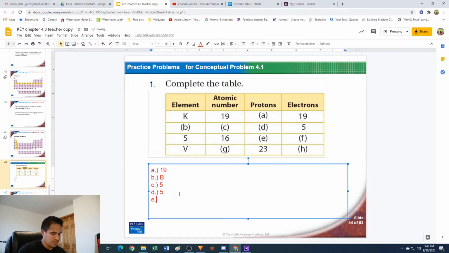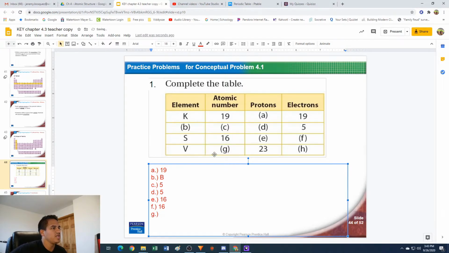All right, letter E. We have the element sulfur. Atomic number is 16, which means that E, number of protons, is also 16. And for F, number of electrons, as long as the atom is neutral, which we are going to assume it is, then the number of electrons is also going to be 16. So same number.